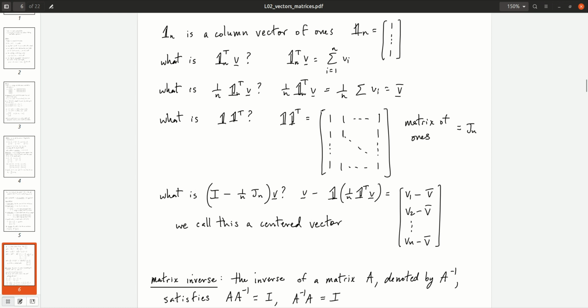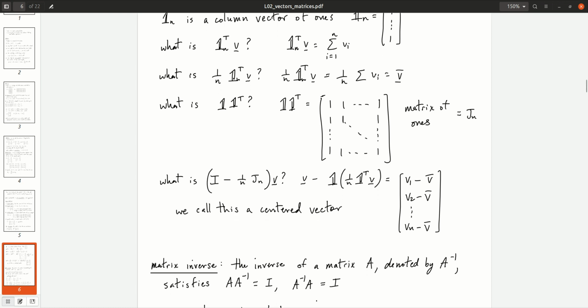And this one is something we use somewhat often in statistics. So this matrix gets a special name. We call this J sub n. So this whole square matrix, n by n matrix that has 1s, we call that J sub n.